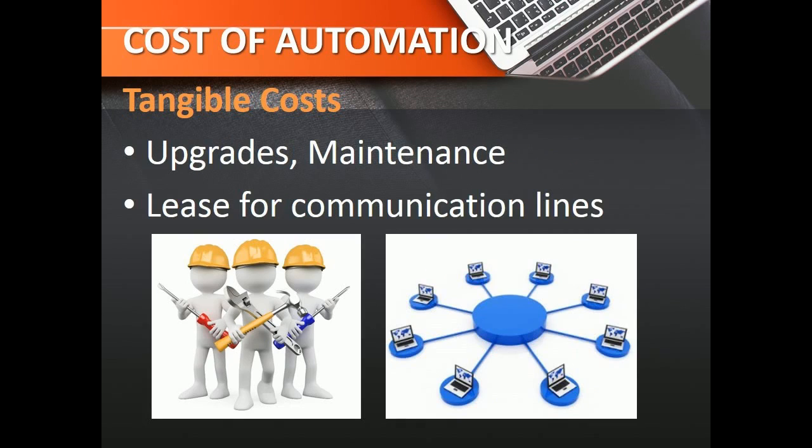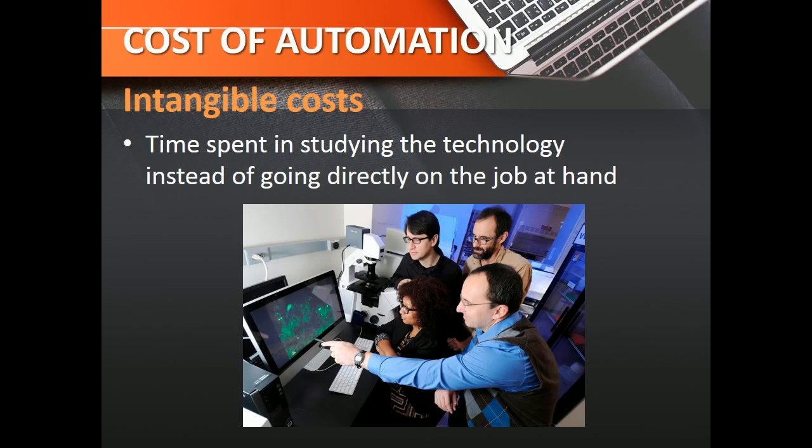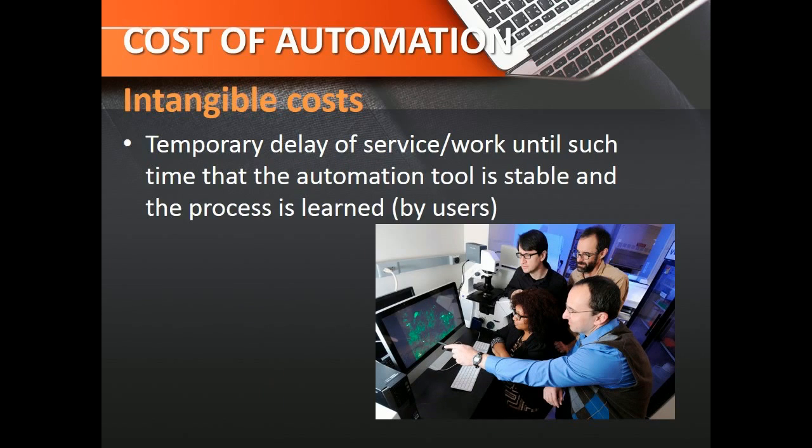Other tangible costs include upgrades, maintenance of computer units, servers, printers and other devices, and lease of communication lines. Technical support and training of personnel is also costly. There is also time spent studying the technology instead of going directly to the job at hand. Another intangible cost is the temporary delay of service until such time that the automation tool is stable and the process is learned by users.